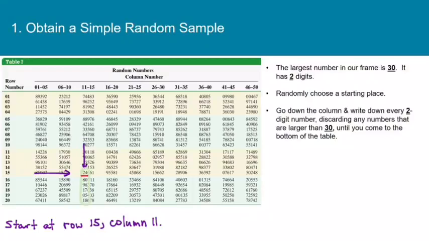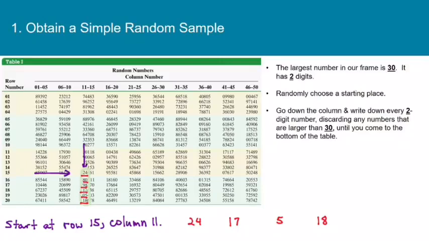and 24 does have a match in our frame, so we'll keep that one. And then down the table, the next number is 80. 80 is too large, so we'll discard that. The next number would be 98, and that's also too large. And the next number would be 17, which of course is less than 30, so we'll keep that one. And the next number is 05, and so we'll keep that. That's going to match number 5 in our frame. And then 18. Okay, now we'll keep the 18.